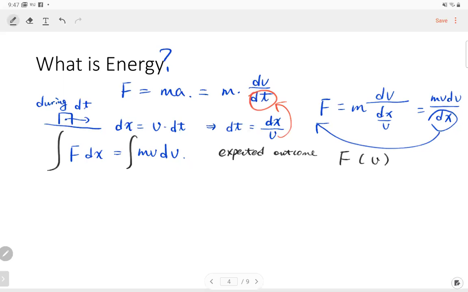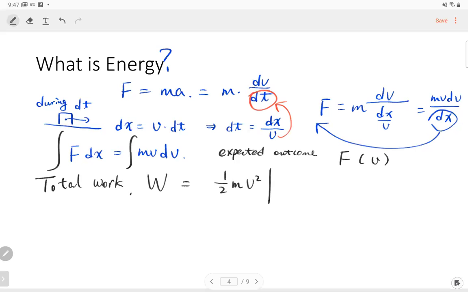It doesn't say the force is constant. But if we do the integration, the force times a small displacement, then we sum up all the force times displacement, that's a total work. So on the left side, that's the total work done by the force. Let me use W to represent total work. On the right side, mv dv, that integration will be 1/2 mv squared.